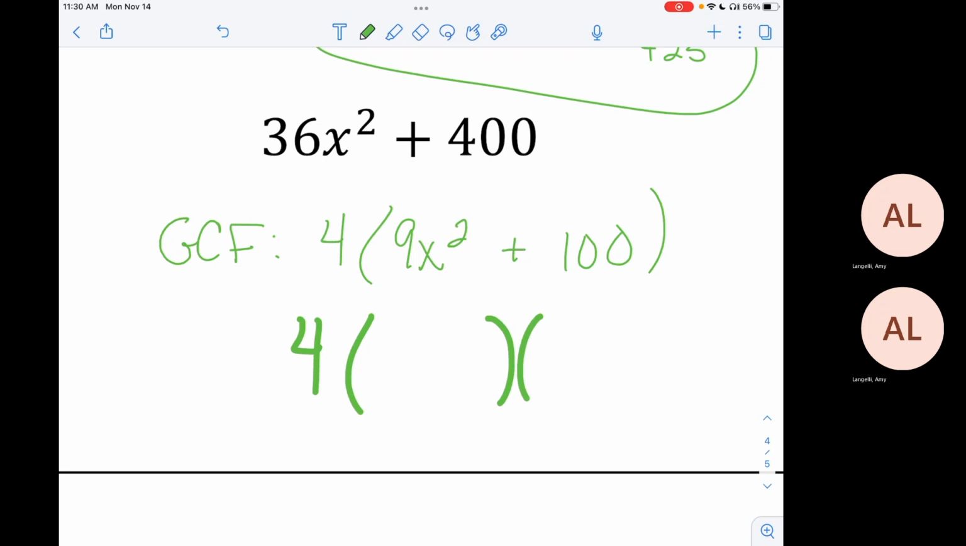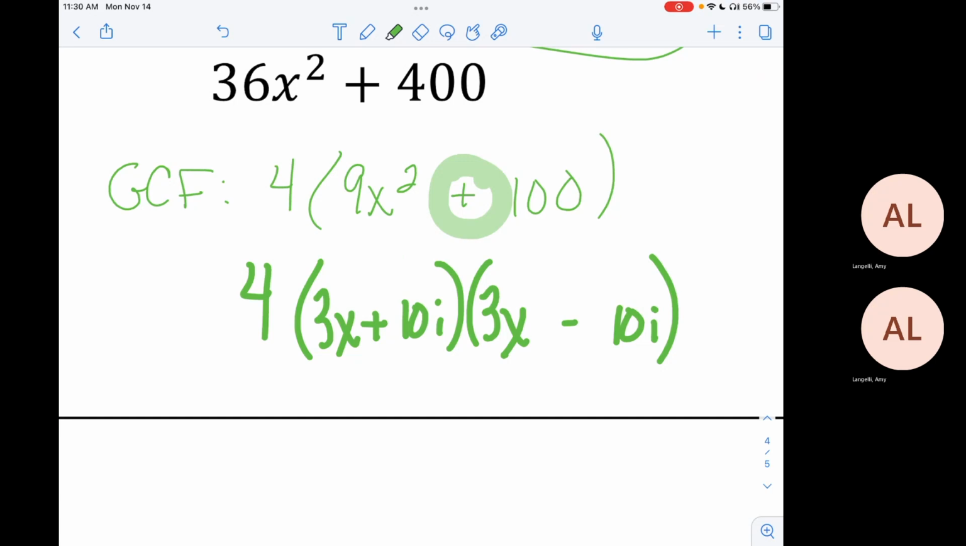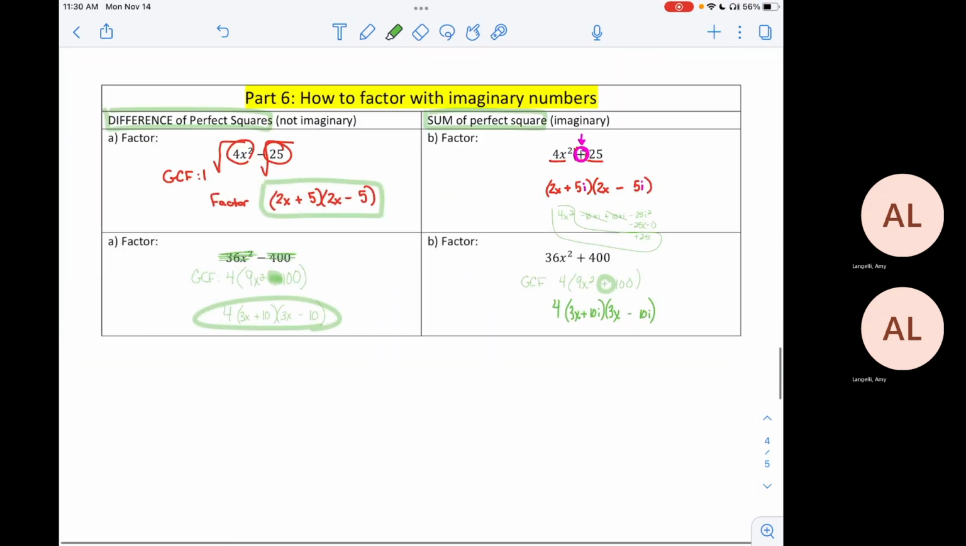Bring that 4 down. All right. What's the square root of 9x again? 3x and 3x. What's the square root of 100? 10 and 10. Plus and minus. And I heard you say these ones need i's. Why do these ones need i's? Because it's the sum of perfect squares.